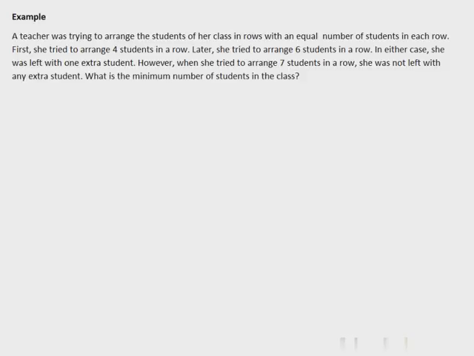A teacher was trying to arrange the students of her class in rows with an equal number of students in each row. First, she tried to arrange 4 students in a row. So that means the total number of students, let's call them N, is being divided by 4 to get the number of rows. Each row has 4 students. So N divided by 4 is the number of rows.